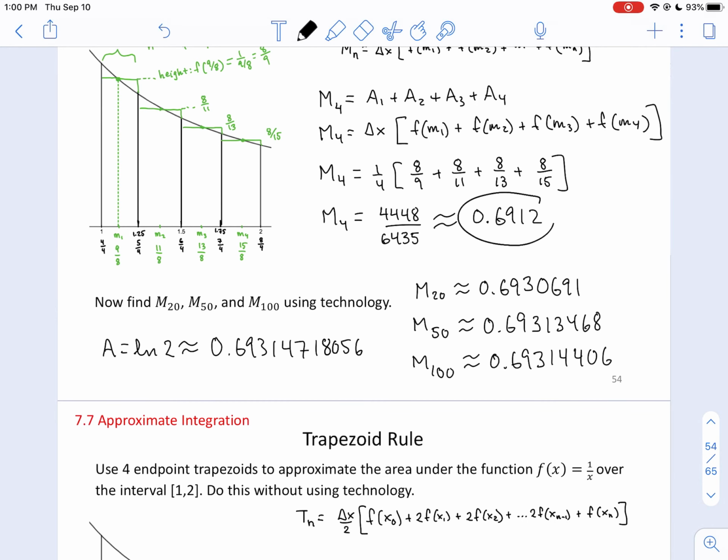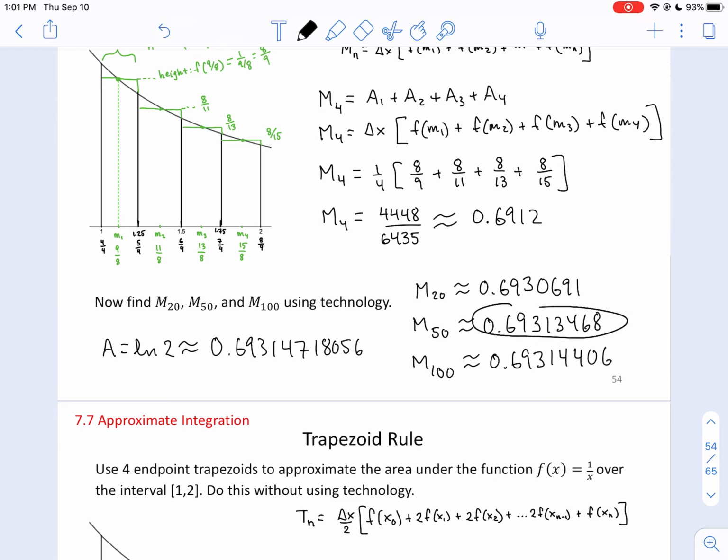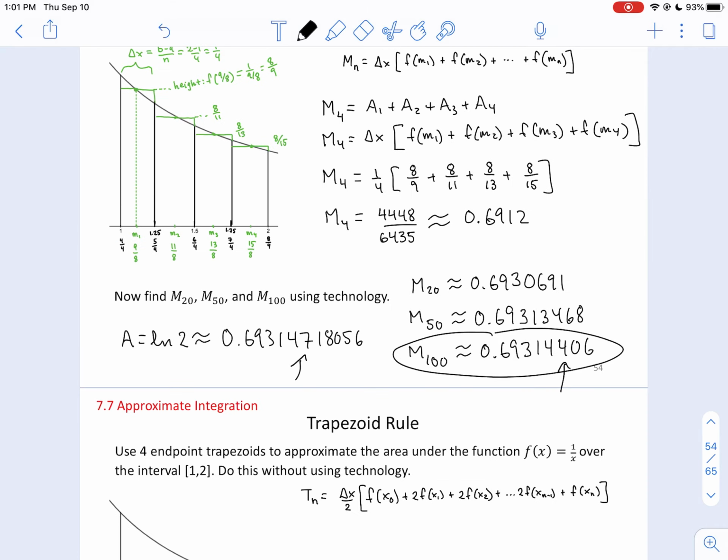Okay, look at all of our answers so far in decimal form. We have our midpoint 4, compare it to the exact answer, it's lower. But since our midpoints are getting more refined, we expect them to get closer to the exact answer, so they should go up. 20 midpoints, but notice it's technically lower than this one. Using 50, it's still less than natural log of 2, and even using 100 rectangles is going to be less. So all of our answers are underestimates, but they're getting closer and closer to the exact answer.